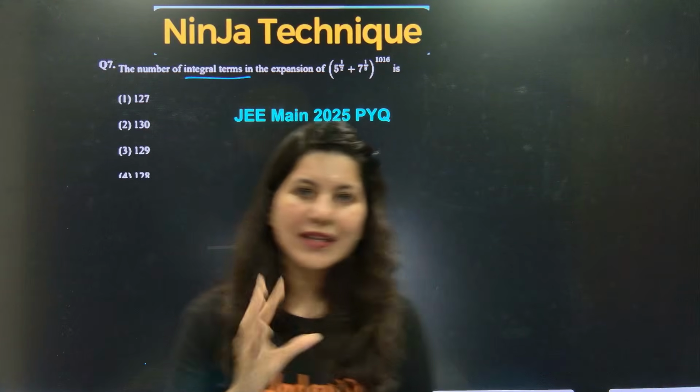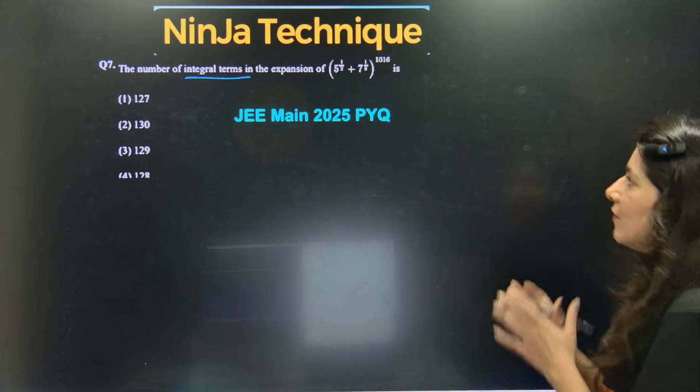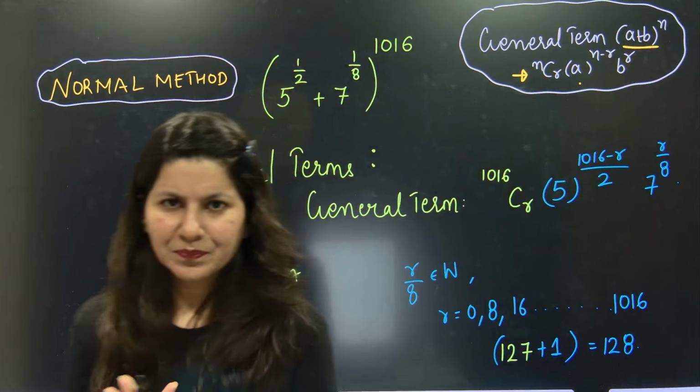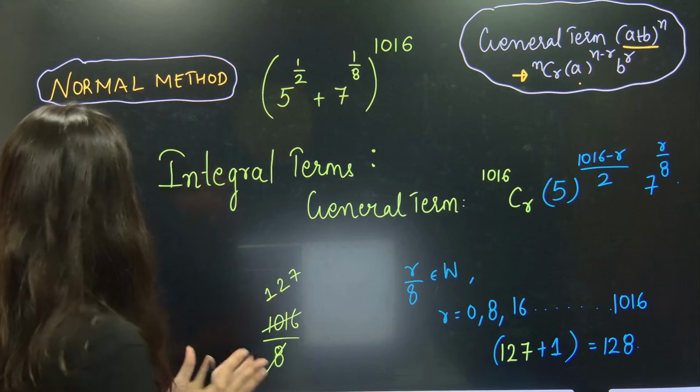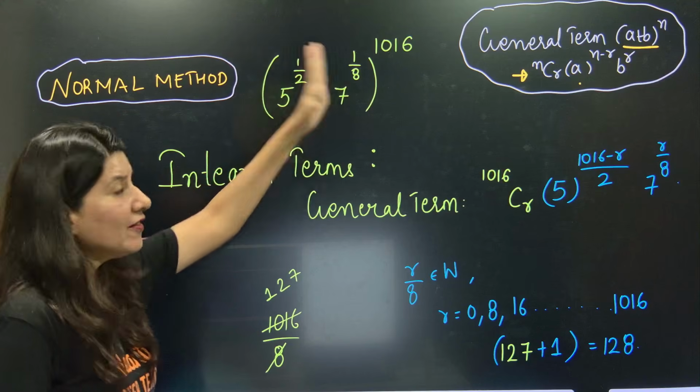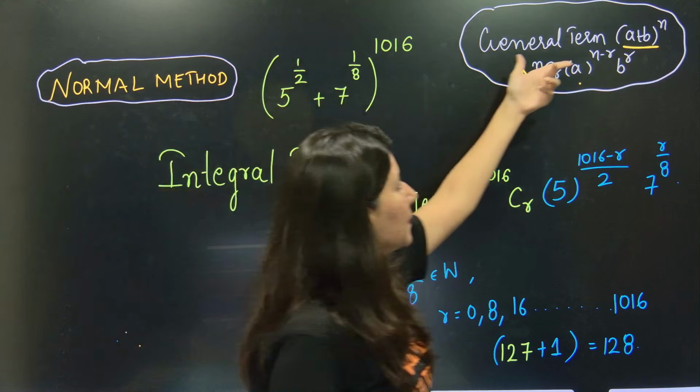Let's solve this 2025 PYQ. First of all, let's understand the normal approach to solve this question. How to find integral terms? Let's understand. So this is your binomial expression. The very first step is writing the general term.